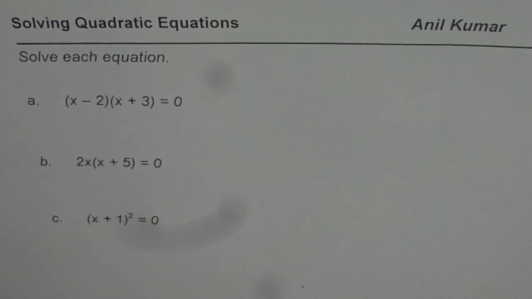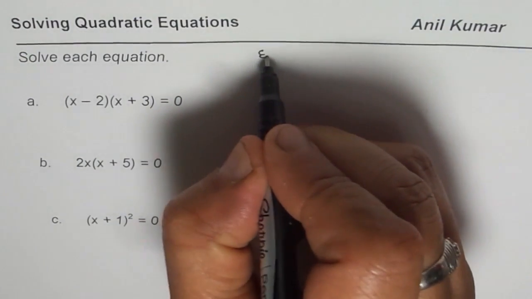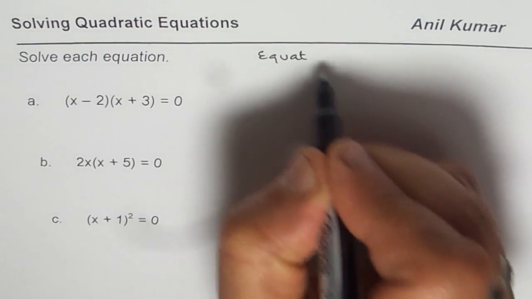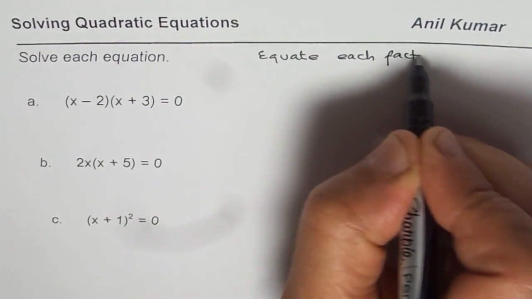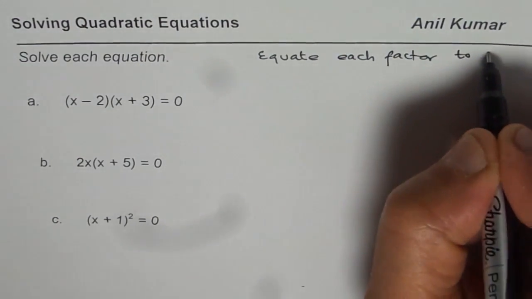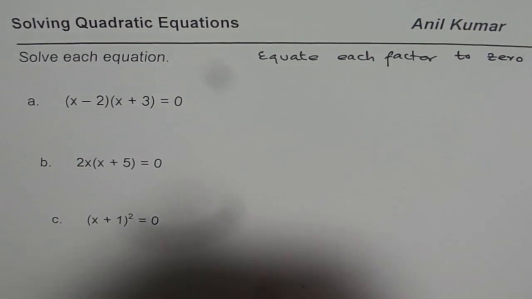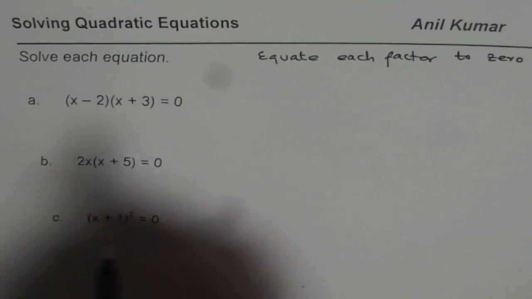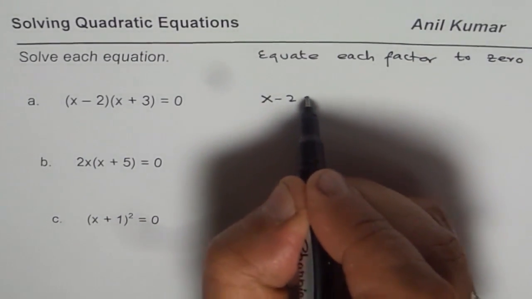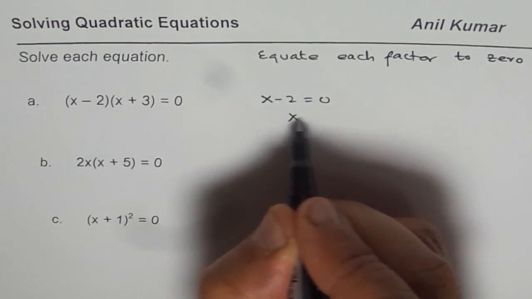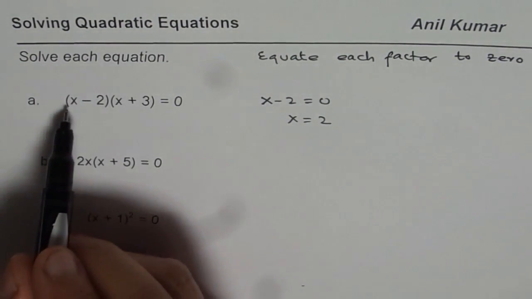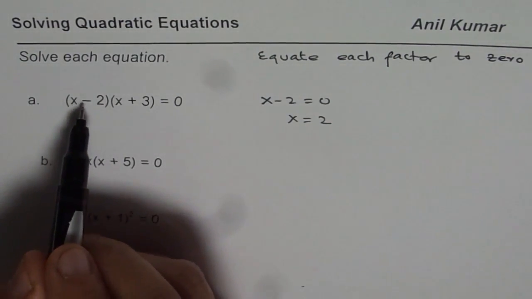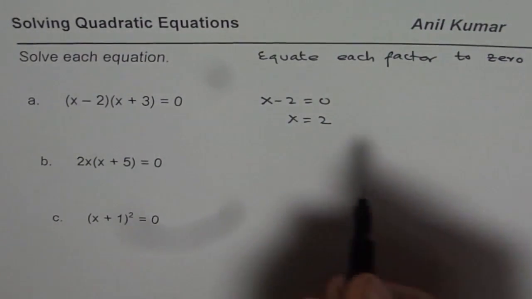So the step here is equate each factor to 0, right? So that is how we'll solve. Now x minus 2, so let's write x minus 2 equals 0. Solve for x, we get x equals 2. So that is one of the solutions. If I substitute 2 here, 2 minus 2 is 0, 0 times anything is 0. That's the whole idea, right?